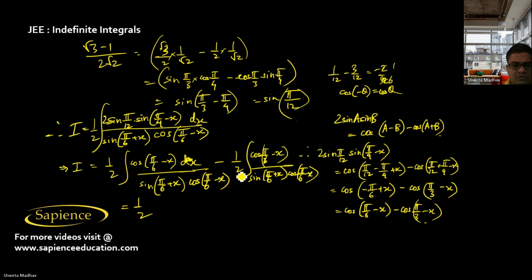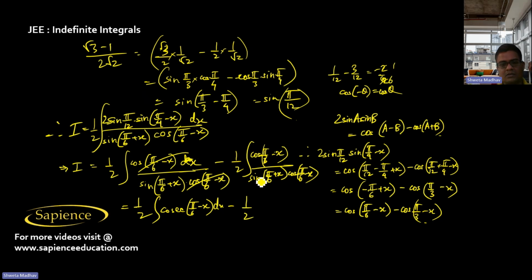So these two will get cancelled. Then I will get minus half of the integral of cosec of (pi by 6 minus x) dx, minus half of the integral of cos of (pi by 3 minus x). Now sine of (pi by 6 plus x) I can say is equal to cos of (pi by 2 minus (pi by 6 minus x)). Why? We know that sine theta is the same as cos of (pi by 2 minus theta) also.